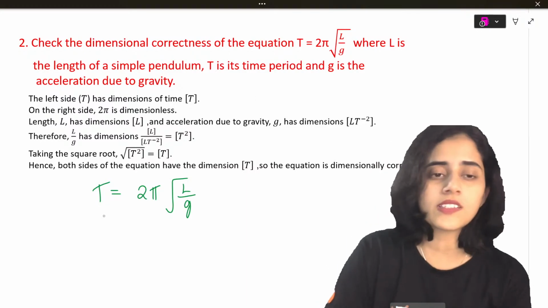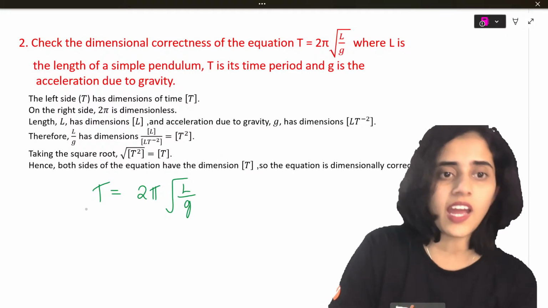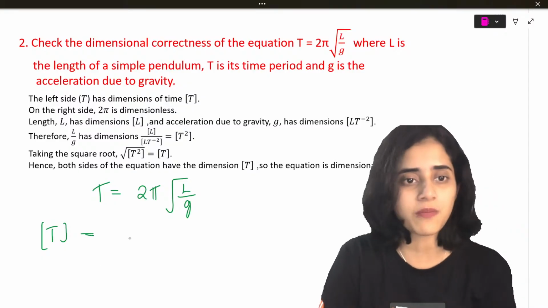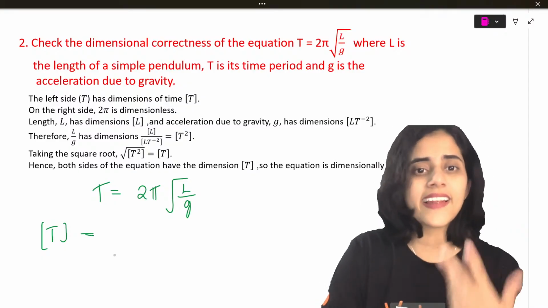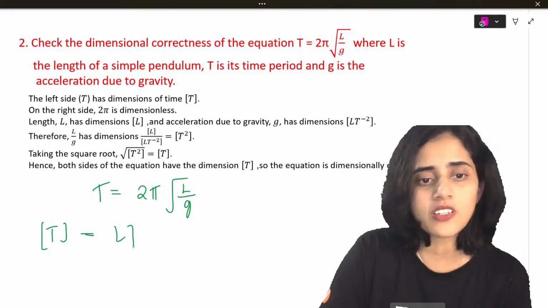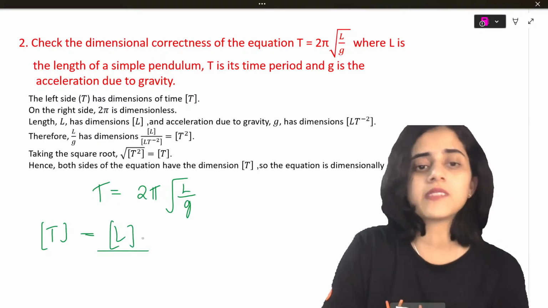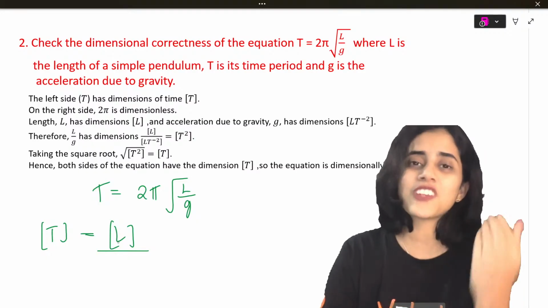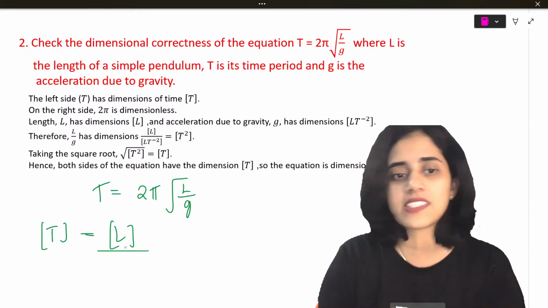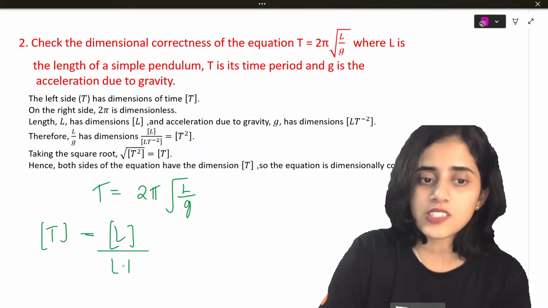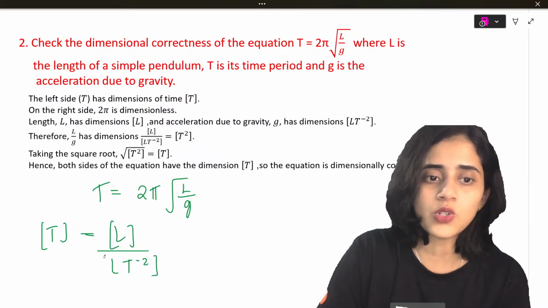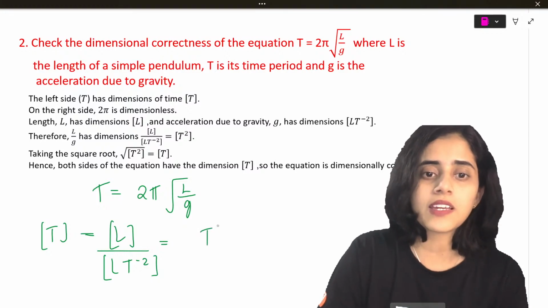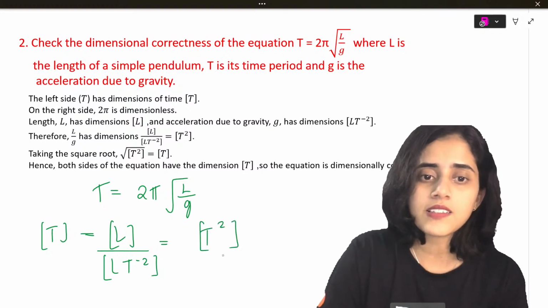Root. So we'll just take out the dimensions of the terms that we have. T has a dimension, T itself, because it represents time. L is length. Length has a dimension, L itself, divided by gravity, which is acceleration due to gravity. Gravity and acceleration due to gravity have the same dimension, which is velocity by time, L t raised to minus 2. L and L will cancel. This will become t square.